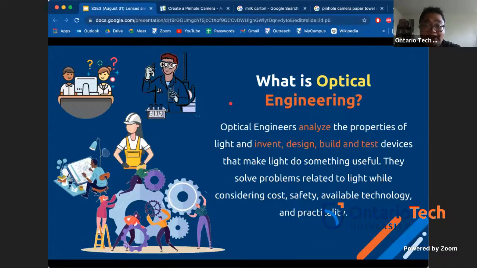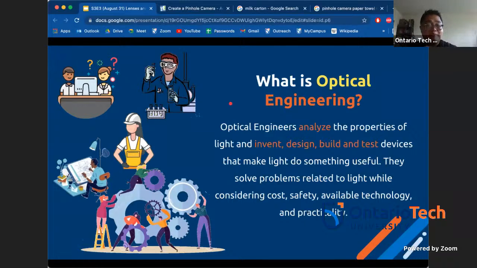So optics really is about studying light and how it behaves. And so optical engineers analyze that. And from there, they invent, design, build, and test devices that make light do something useful. So you see how the connection of science and engineering is? In science, we have a lot of knowledge about what light is, and engineers take that knowledge and apply it to see, how do I make light very useful?